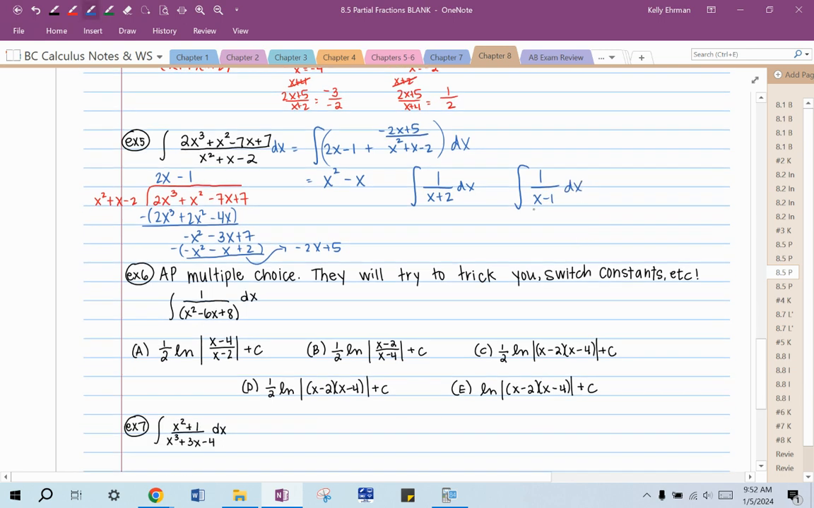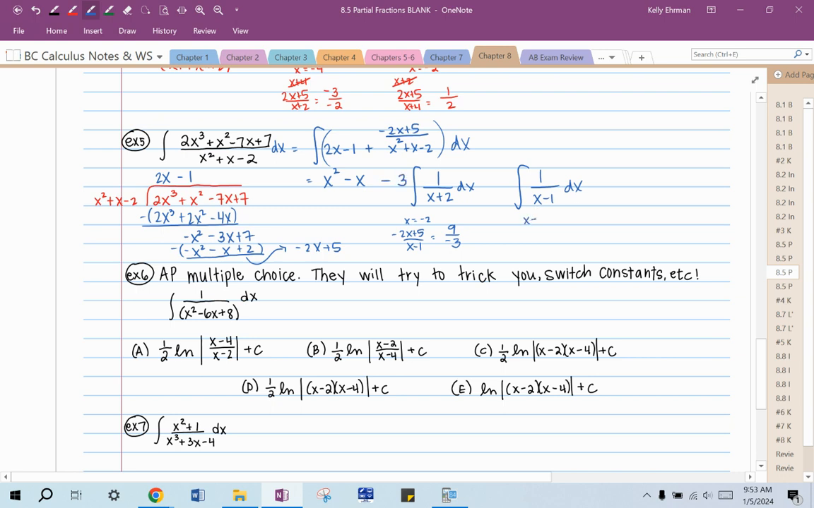And then we're going to use the cover-up method again just on this part to figure out what these constants are. So first, what I do is plug in negative 2 into negative 2x plus 5, covering up the x plus 2, so it's going to be over x minus 1. That becomes positive 4 plus 5, which is 9. Negative 2 minus 1 is negative 3. So that becomes minus 3 in front of that integral.